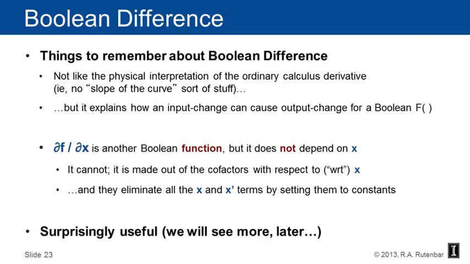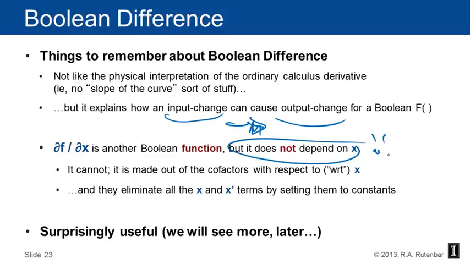So a couple quick things to remember about the Boolean difference. It's not like the physical interpretation of the calculus derivative. There's no slope of the curve stuff, but it explains how an input change can cause an output change for a Boolean function. The Boolean difference, del f del x, is a Boolean function, but it does not depend on x. That's a big one, and if I don't tell you that 5 more times, you'll forget it. Because in calculus land, when you differentiated something with respect to x, the x did not always go away. But in Boolean land, it does. Look, it can't have an x in it. It's made out of cofactors, and cofactors don't have x's in them. They got replaced by constants. And this is really surprisingly useful. We're going to see this in a bunch of later places.